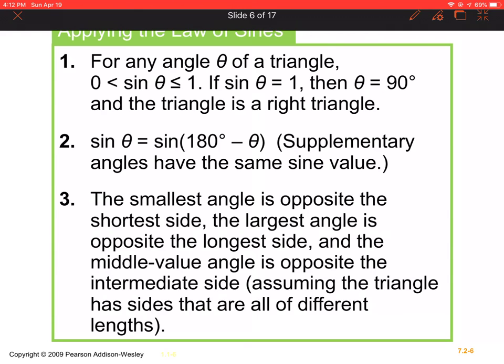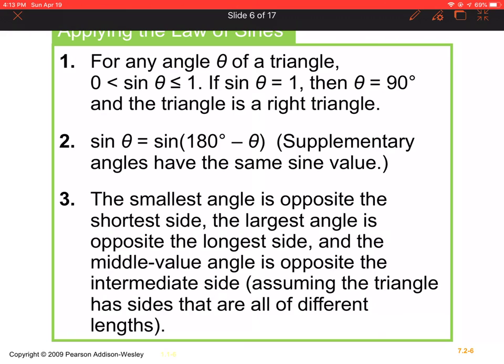If the sine of theta equals the sine of its supplementary angle, in other words, the sine of an angle and its supplementary angle have the same value. And then the third idea is the smallest angle is opposite the shortest side. The largest angle should always be across from the longest side. And the medium valued angle should be across from the intermediate or middle length side, assuming that all the sides are different lengths.